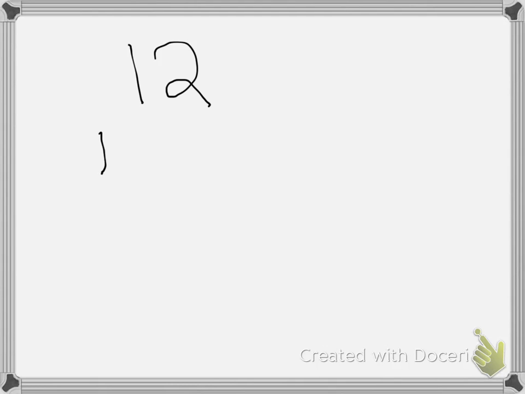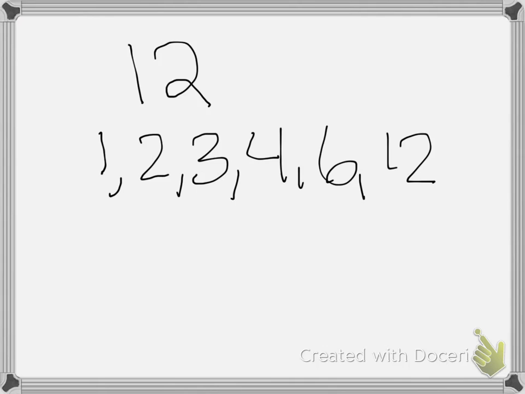Its factors are 1, 2, 3, 4, 6, and 12. But if we're looking for proper factors, we need 1, 2, 3, 4, and 6, because a proper factor is any whole number factor less than the number itself. So we can't count the 12. So it is one of the numbers you multiply together to get an answer.